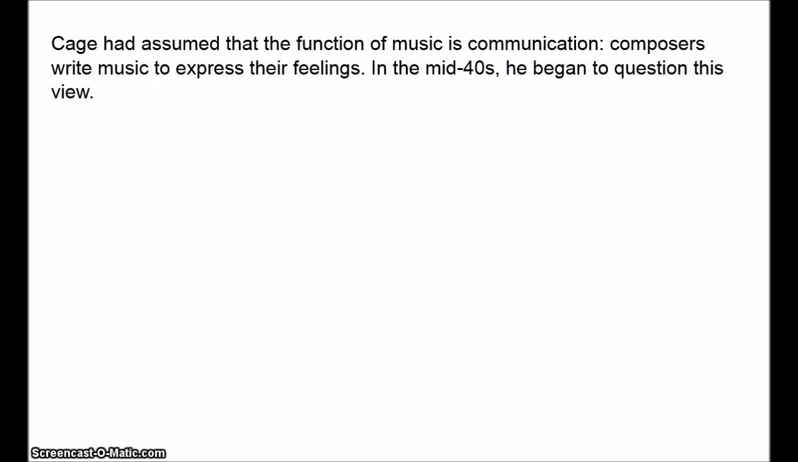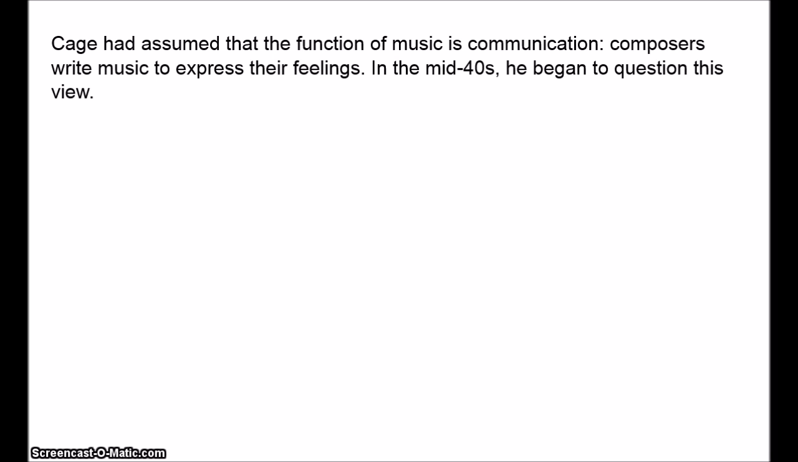So he realised that music couldn't possibly serve this function of communication. It's far too open to individual interpretation. What sounds desperately sad to one person can be light-hearted and jolly to another. But if music isn't about communication, what exactly is its function?